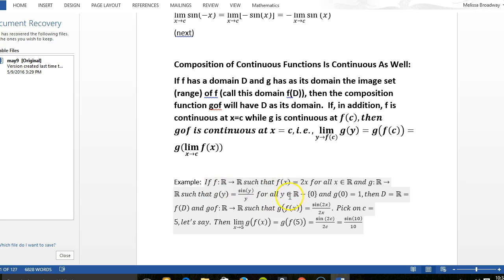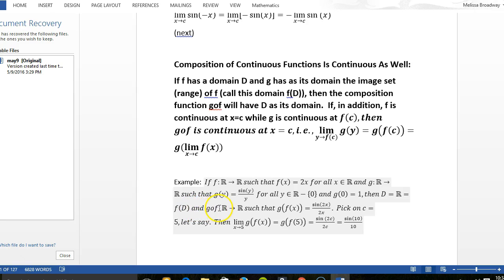D equals R, because my domain of F is R. But also F of D is R, because in fact, every real gets sent, if f of x equals 2x, F is a bijective function, so I go from the reals onto the reals, bijectively in fact. So we get D equals R, which is F of D. That's nice. Doesn't always happen that way, but in this pretty example it does.